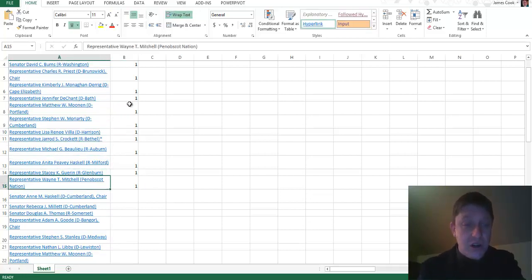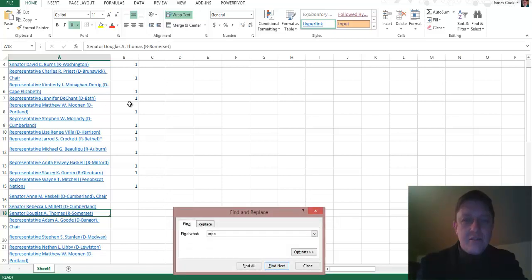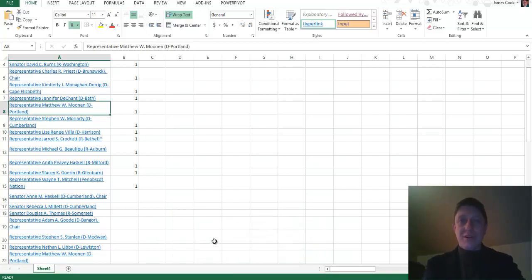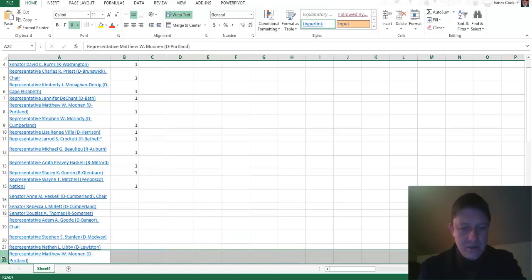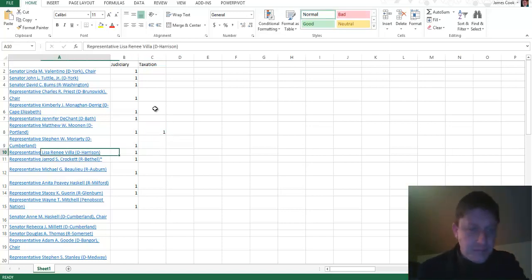Now, if I wanted to be absolutely sure, I could use the search tool for Microsoft Excel, which you get by hitting Control F. And then I could have searched for Moonen and find the first and the next, and I would keep going back and forth. So now I have Matthew W. Moonen, a representative from Portland, on 2 rows. That's a problem. So I'll delete this Matthew Moonen down below. And before I forget, I'm going to remember to put a 1 here by Matthew Moonen to let myself know and everybody else that Matthew Moonen is on both committees.